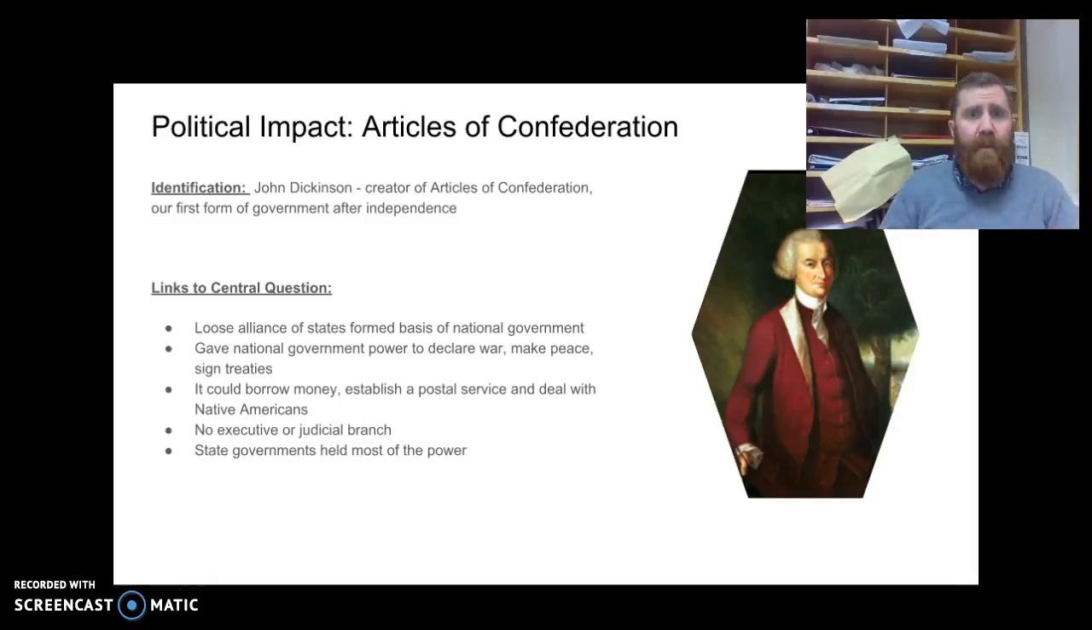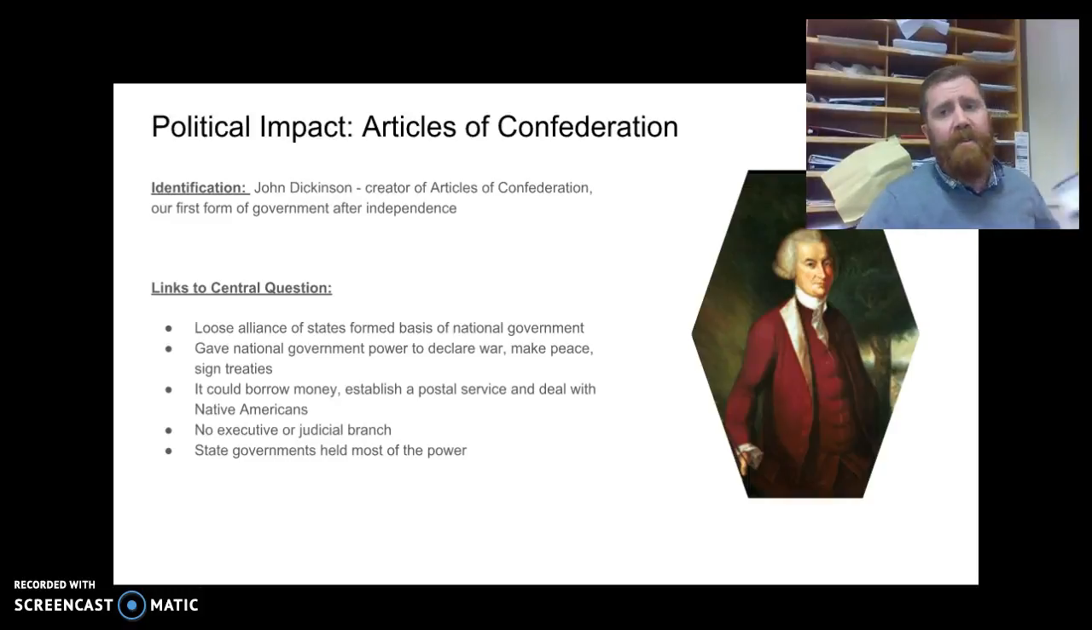So what do these Articles of Confederation look like? Well, it's a loose alliance of states that form the basis of our national government. It gave the national government the power to declare war, make peace, and sign treaties. The national government could borrow money, establish a postal service, and deal with Native Americans. However, these Articles of Confederation also reflected a fear of centralized authority, and a move away from the type of government that we saw under British rule.